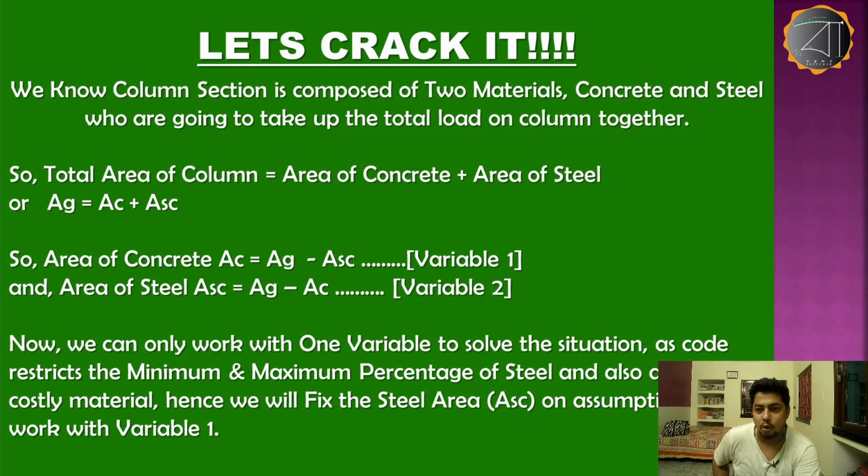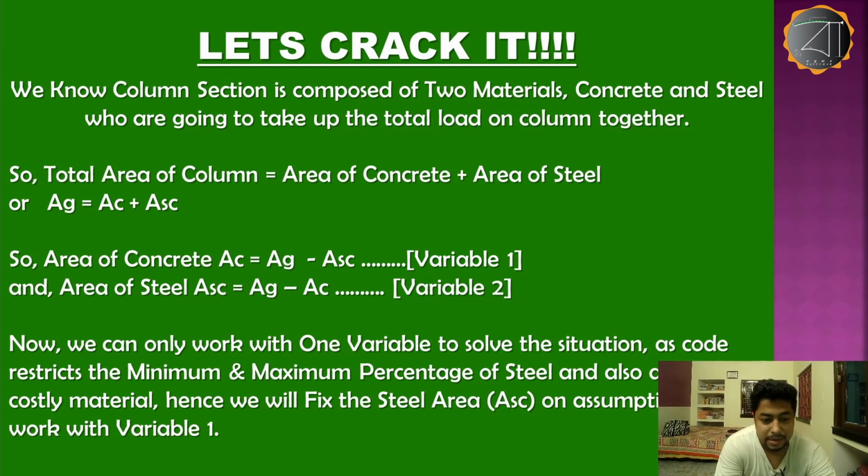So the area of concrete is the total cross sectional area of the column minus the area of the steel. We can write it as AC, that is area of concrete, equals AG, gross cross sectional area, minus ASC, that is area of steel. That is variable 1, or equation number 1, and for the area of steel we can do AG minus AC. This is another variable, variable 2. Now the thing is that we can only work with one variable to solve this situation.